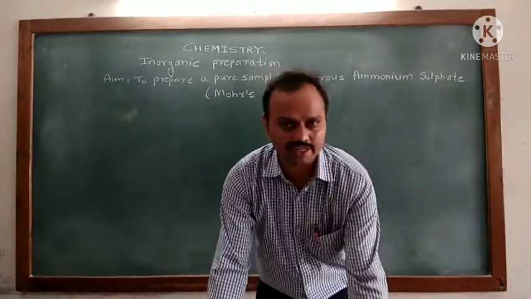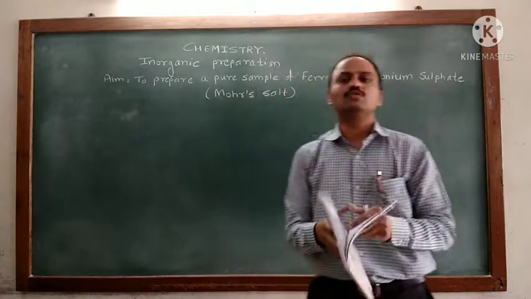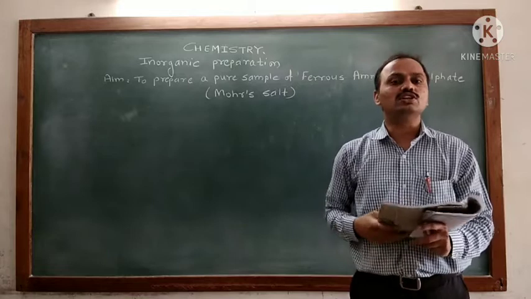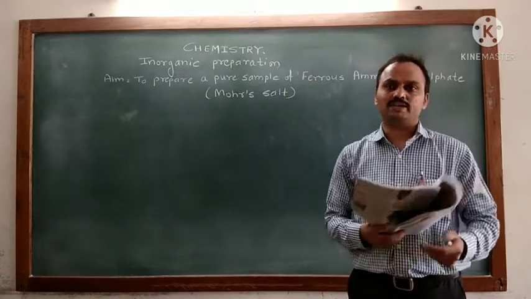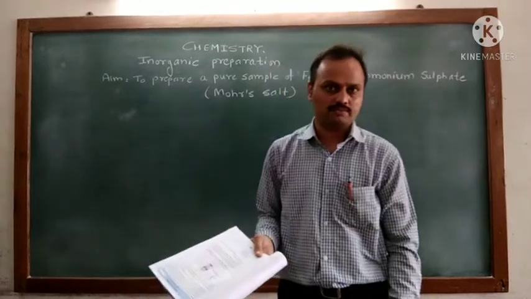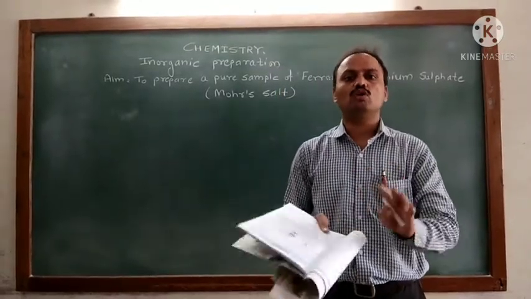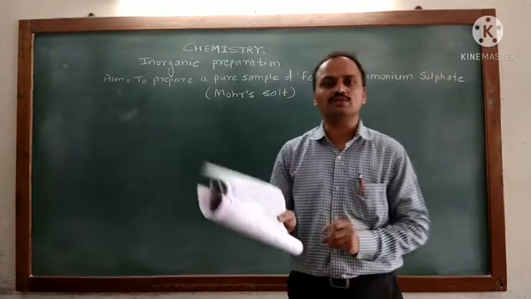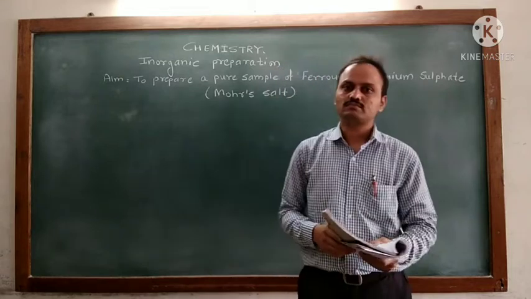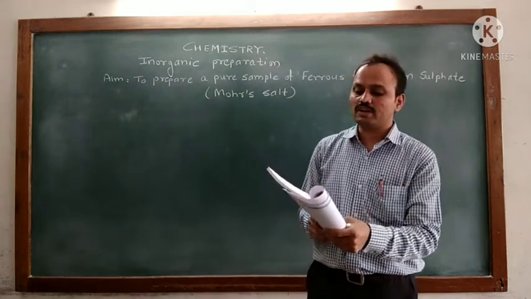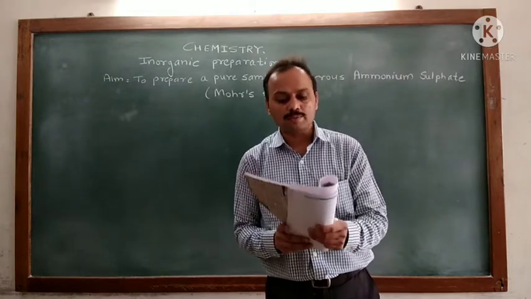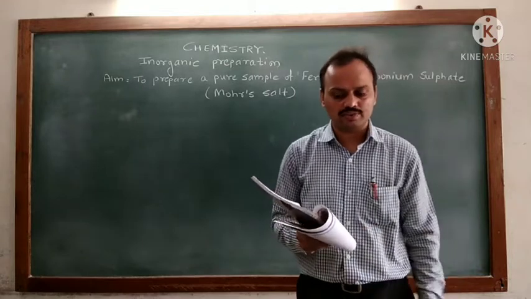Students, now I will write the chemical equation for the preparation of ferrous ammonium sulfate, and then we will go to the theory about it. This experiment is given in our practical handbook on page number 47. Students, I hope you all have kept your practical handbook in front of you. Please open page number 47, which is experiment number 11, inorganic preparation: to prepare a pure sample of ferrous ammonium sulfate.